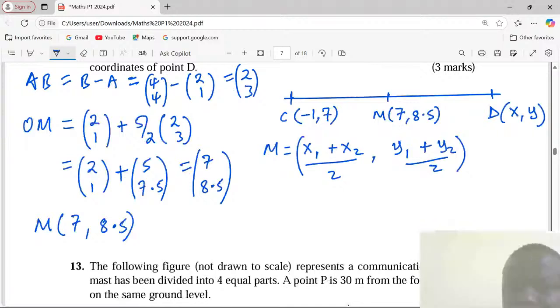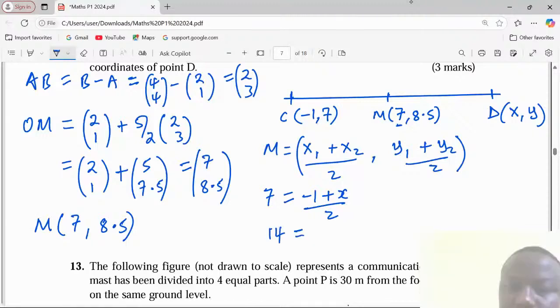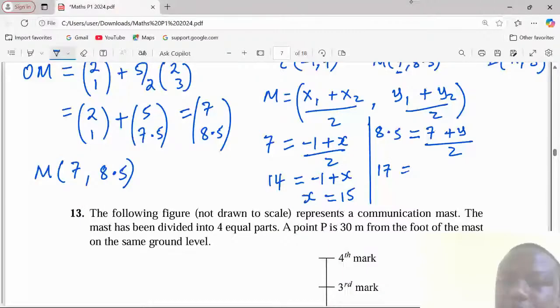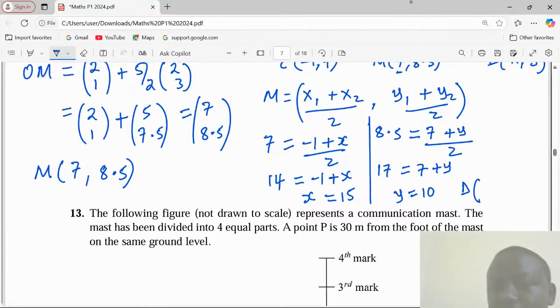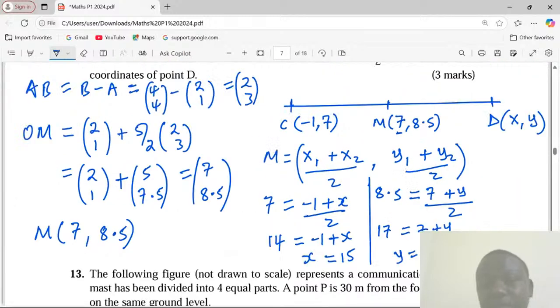So then we can say that the first x, which is a 7, is given by -1 plus x over 2. This will mean 14 equals -1 plus x. And to remain with x, we have to take -1 to the other side, 15. For y, 8.5 equals 7 plus y over 2, so 17 equals 7 plus y. To remain with y, we subtract 7 from 17. That will be 10. So the coordinates of D are 15, 10. So that is it.